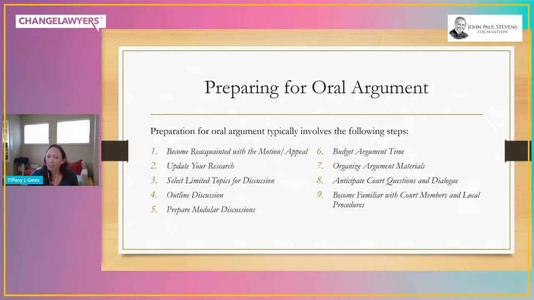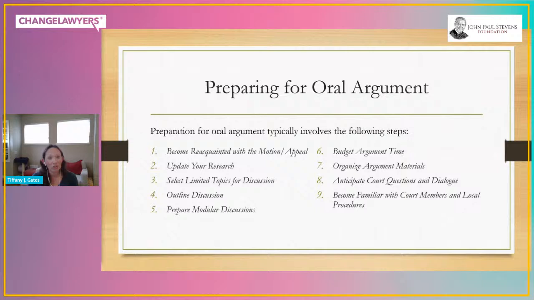And then number eight is probably the thing I devote the most amount of my preparation time to, and that is anticipating the court's questions and preparing answers to them. I think it was Chief Justice Roberts at the U.S. Supreme Court who talked about how this was his practice when he was an appellate attorney: in addition to doing all the steps we just talked about, he would sit down with a blank piece of paper and write down every single question that he imagined the court could possibly ask about his case. And then he would practice what his answers would be.